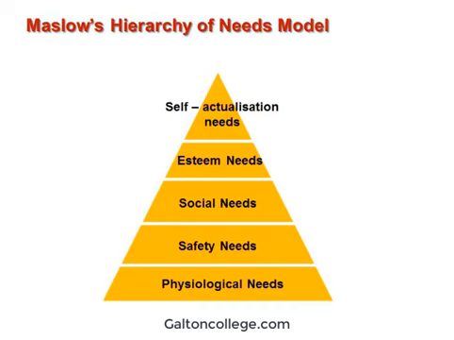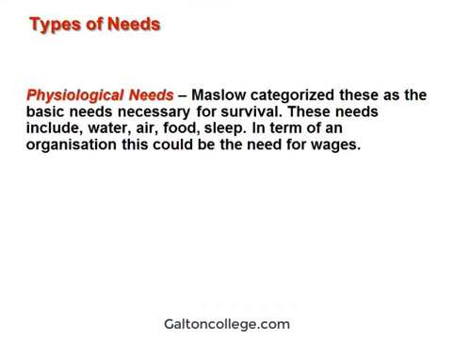So let's look at it in a little more detail. Well, the types of needs. For a start, let's talk about the physiological needs. These are categorized by Maslow as the basic needs necessary for survival. These needs include water, air, food, sleep. And in terms of the organization, this could be wages, it could be remuneration. Because people may enjoy the status of their work, may enjoy the social contact at work, but if they're not being paid, they will not be there. So it's in a sense the basic need.